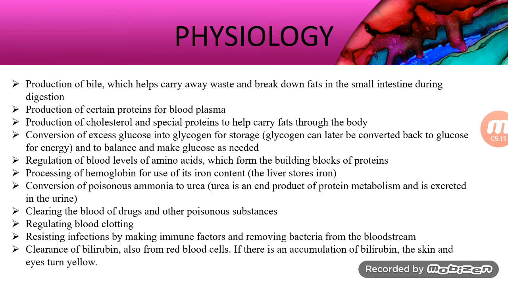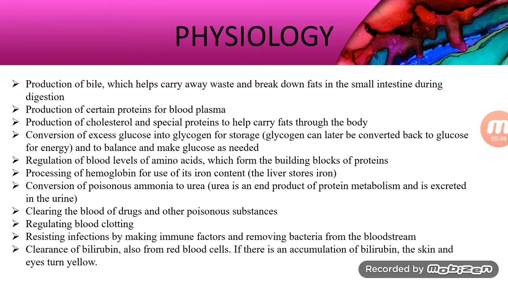And then next one is conversion of excess glucose into glycogen for storage. Whatever sugar or glucose we eat, it will be transformed into glycogen, and then that glycogen will be stored in our body. That function is done by the liver.